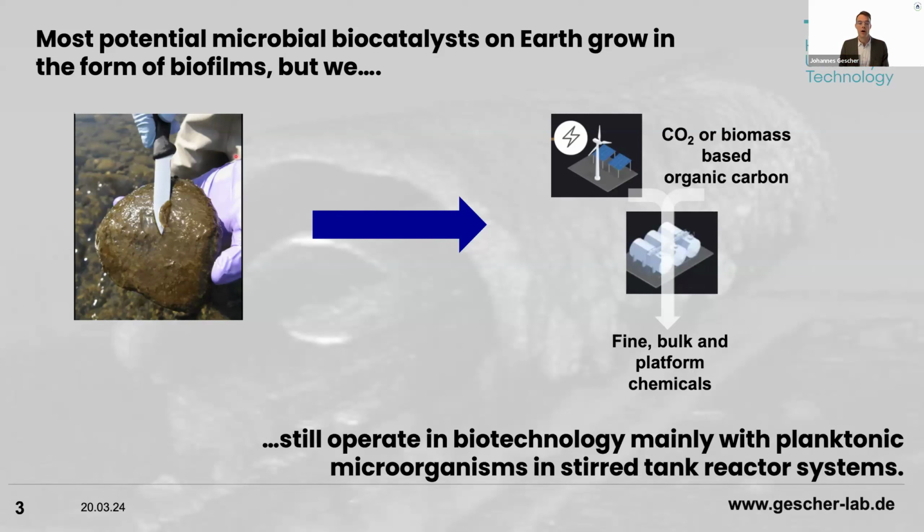And we operate most of the biotechnological processes in stirred tank reactors, and try to bring these organisms into a planktonic life form so that they grow solely in a liquid medium, and then we want them to operate. Although their natural form of growth is to grow in the form of a biofilm. And we actually would like to change the way we think about biotechnology, and we would like to make a contribution to using the cells in their natural life form, because this natural life form comes with a number of advantages.